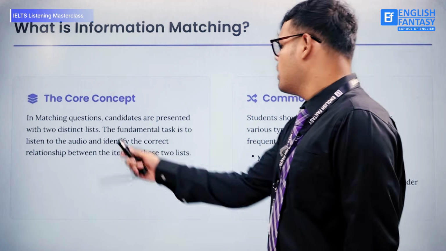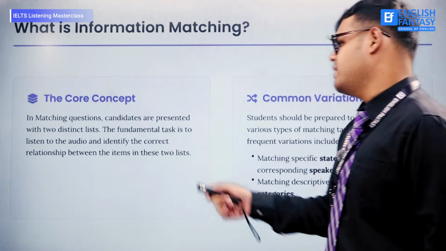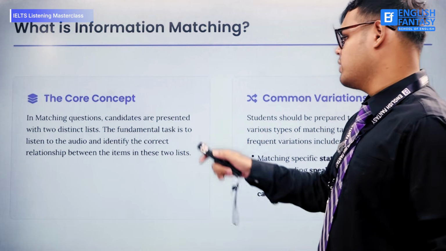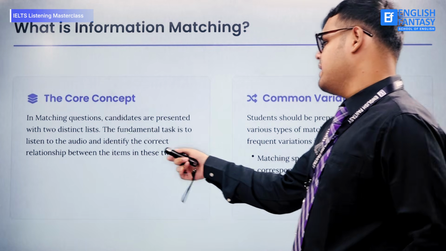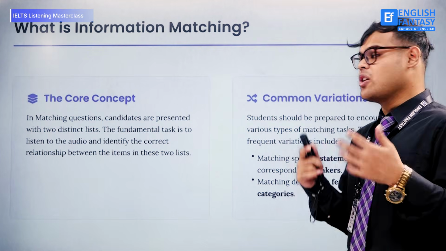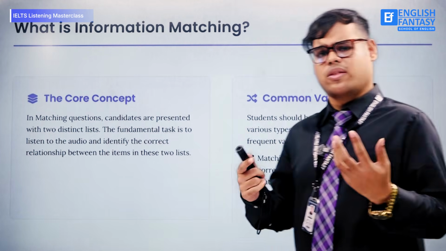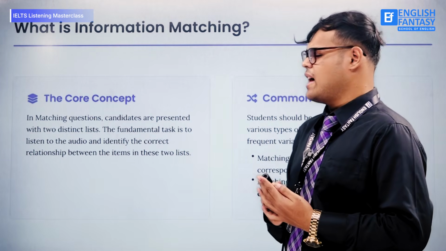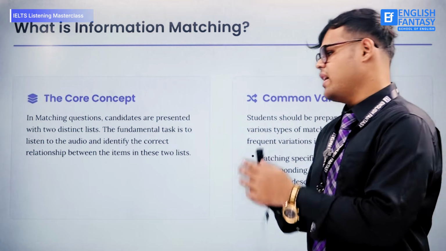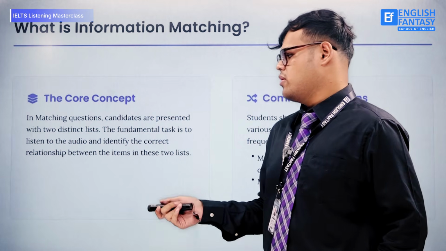Moving on, the core concept of information matching is that candidates will be presented with two distinct lists, right? You're going to be looking at two lists and your main task is to listen to the audio script and identify the correct relationship between the items in these two lists. What does it mean? It means that you're going to be looking at both lists and matching, or dragging for the CD-based IELTS, the information to the audio script or part of the audio script it matches with.